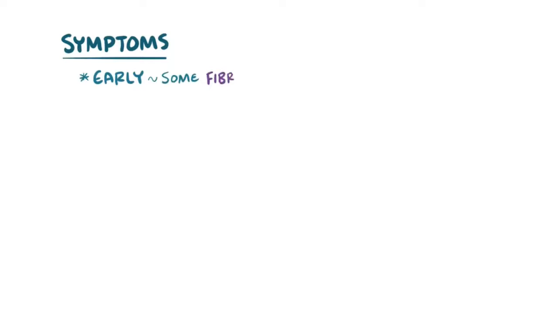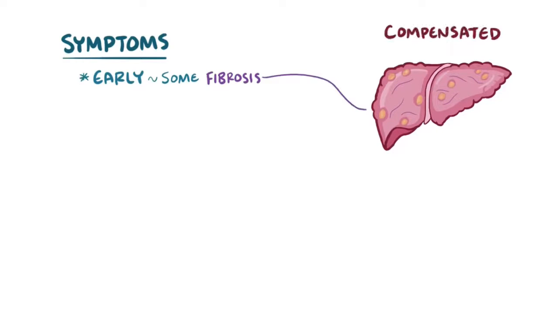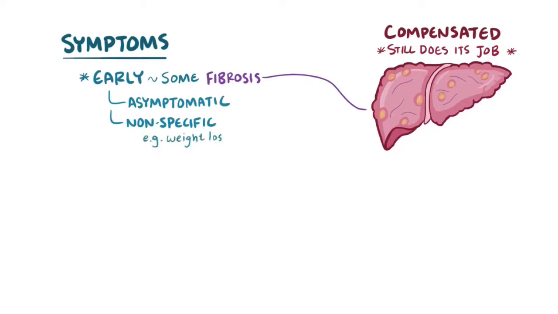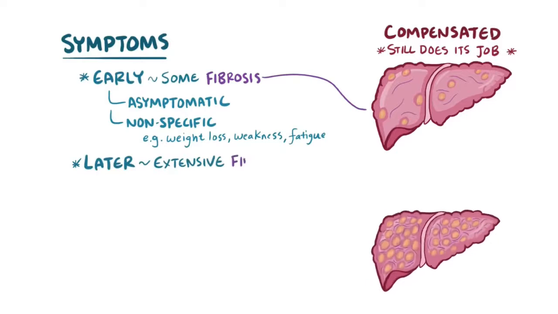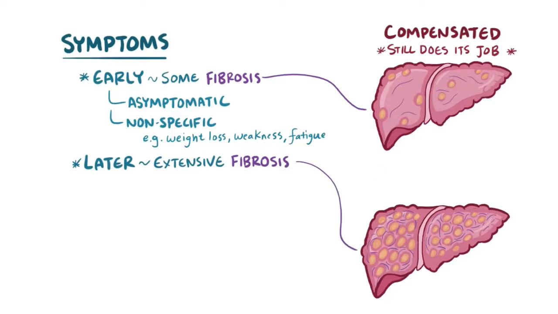So to recap the general symptoms of cirrhosis, early on with a small amount of scarring and fibrosis, we call it compensated cirrhosis, meaning that the liver can still do a lot of its job. In this case, somebody with cirrhosis might not have any symptoms, or they might have non-specific symptoms like weight loss, weakness, or fatigue. Later on, though, with extensive scarring, the liver progresses to decompensated cirrhosis, and it can't function normally.